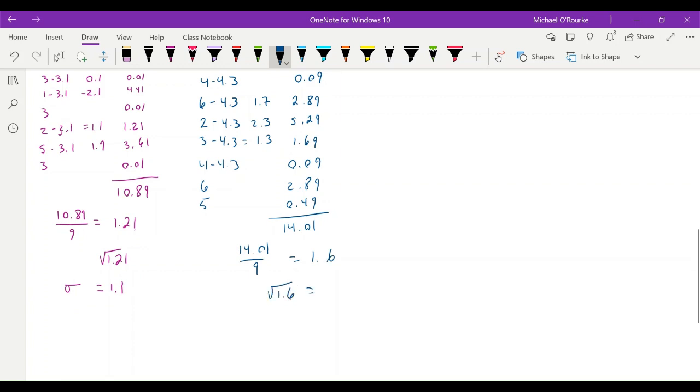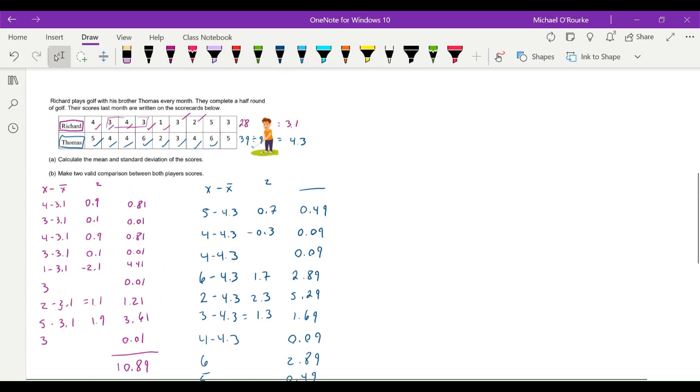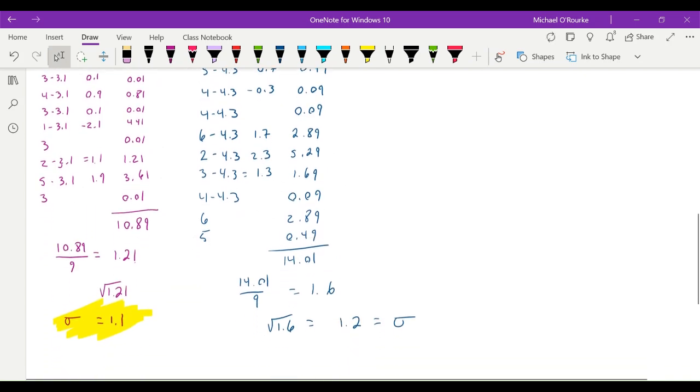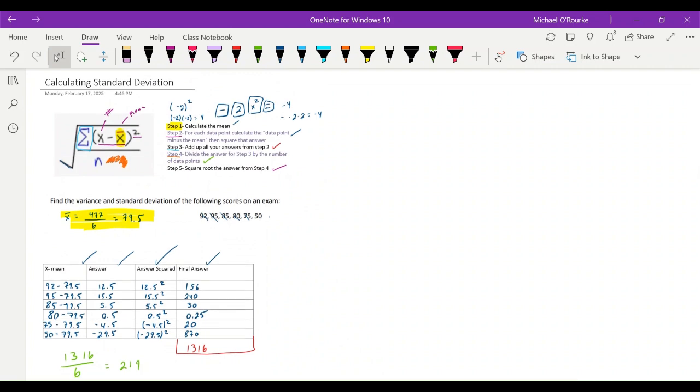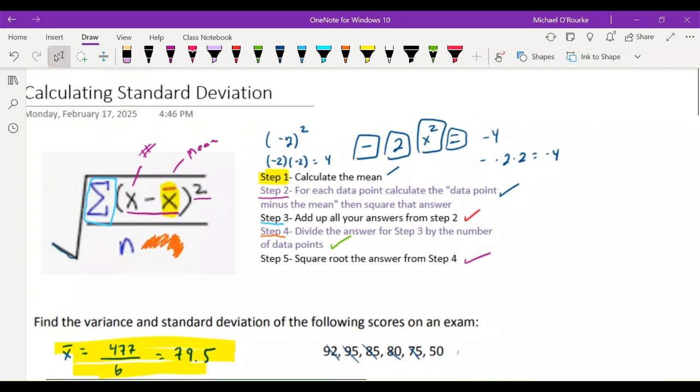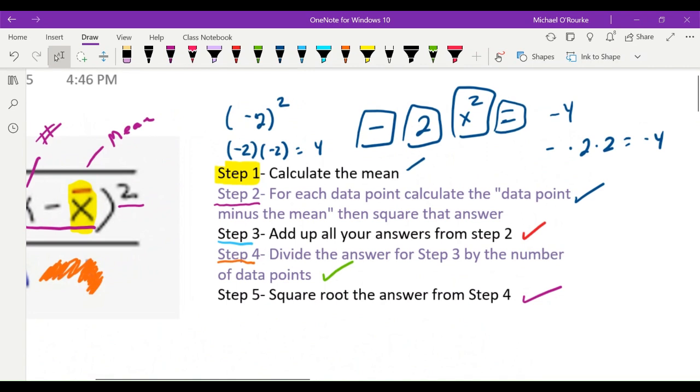Square root of 1.6 equals 1.2 is our standard deviation. So you can look here, smaller standard deviation, less variance in the data. So who's our purple guy? Richard was the more consistent golfer. Okay, so there's some practice there for you to calculate standard deviation. I would suggest writing down these steps to make sure you know how to.